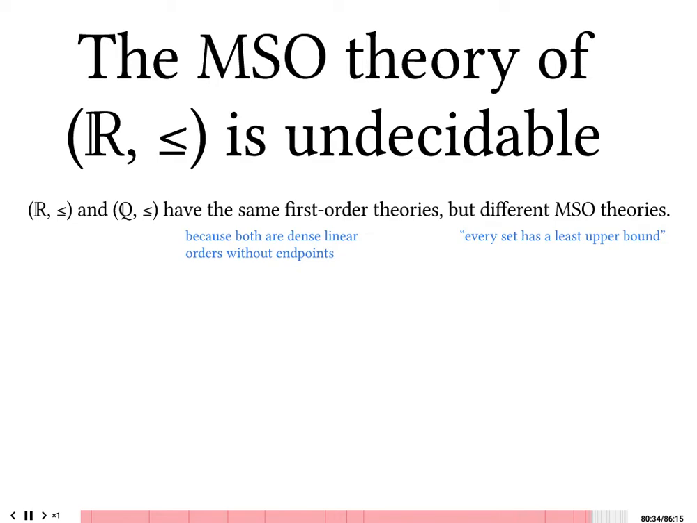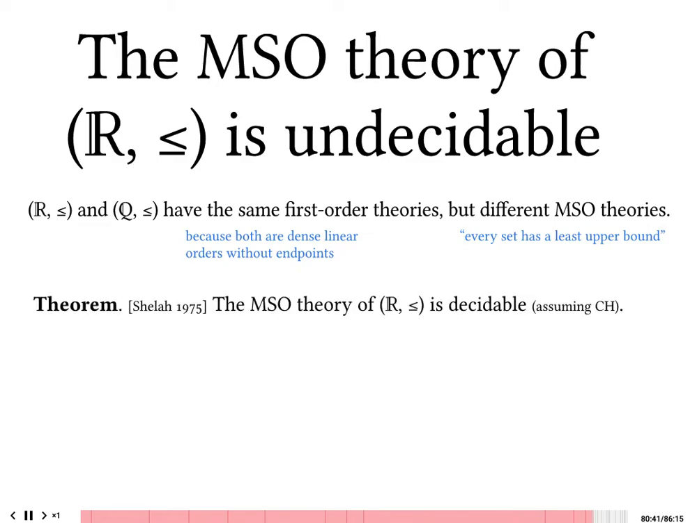So there seems to be something going on, but you would think that maybe it's not such a big difference, but in fact it's a huge difference. It's a result that was proved originally by Shelah in 1975, that the MSO theory of the real numbers with order is undecidable.